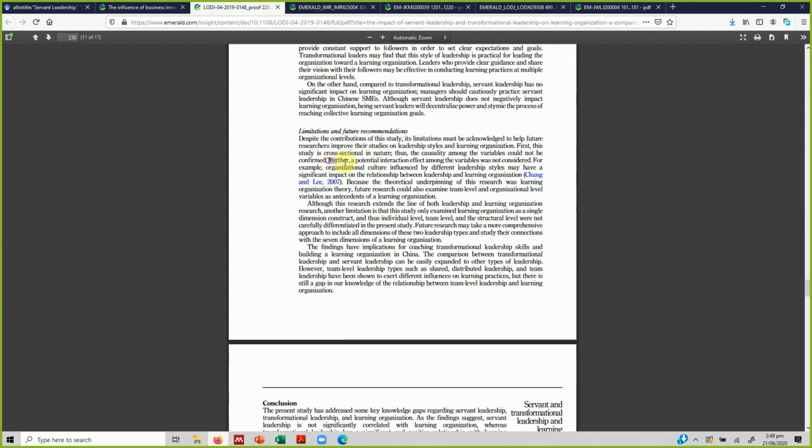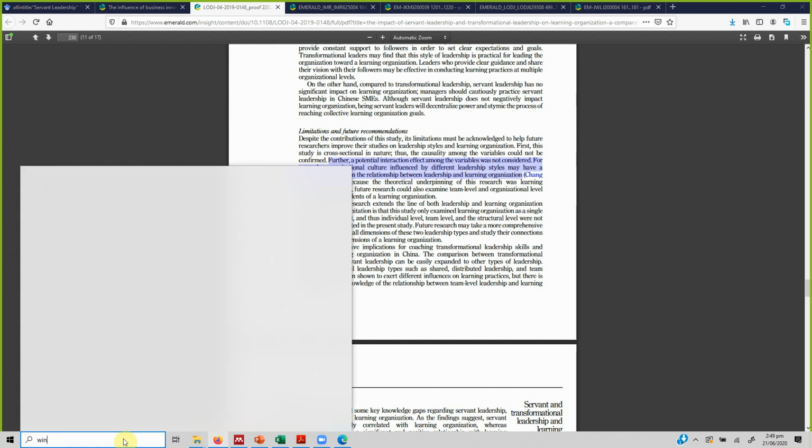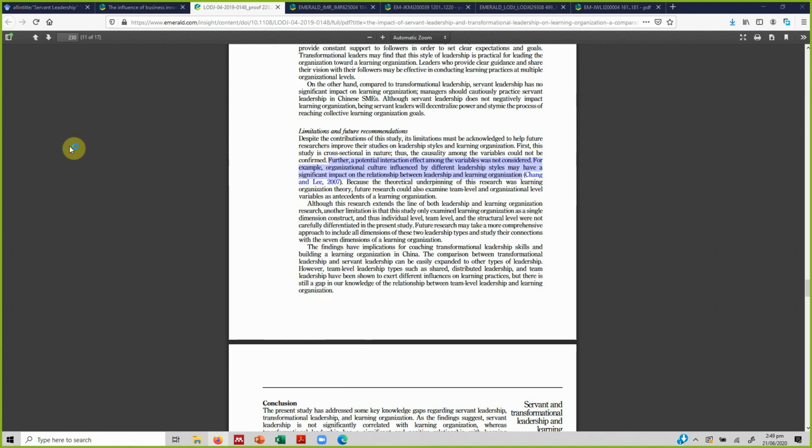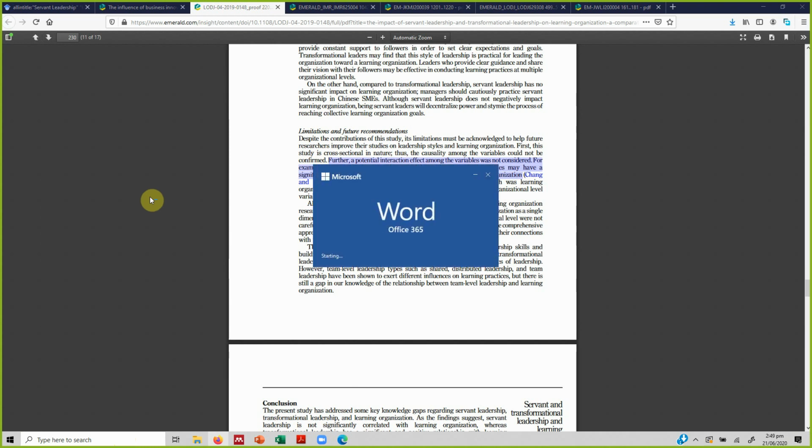Now, if I come to the limitations and future research directions of this paper, what I see is that they have recommended organizational culture as a moderating variable between leadership and learning organization. So what I can do is go to Microsoft Word and store this information because I'm going to use it in future for my study.